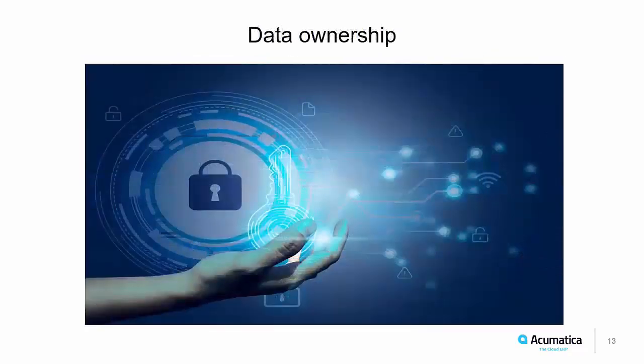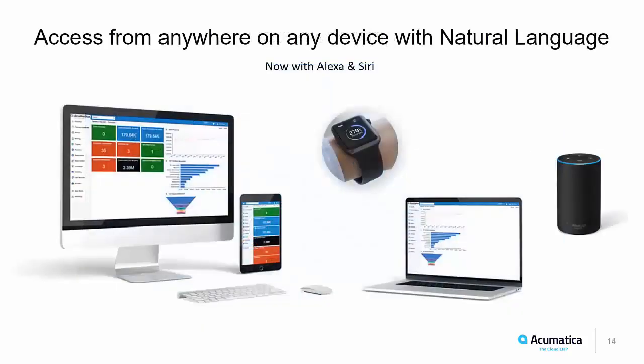I changed the slide around a little bit. Data ownership, you own your data. You can download it right from the cloud in Acumatica to a local laptop. We've talked about that in detail. So unlike other cloud solutions where you really can't get your data and put it in your hand, with Acumatica you can. We talked a lot about this being a different type of solution.